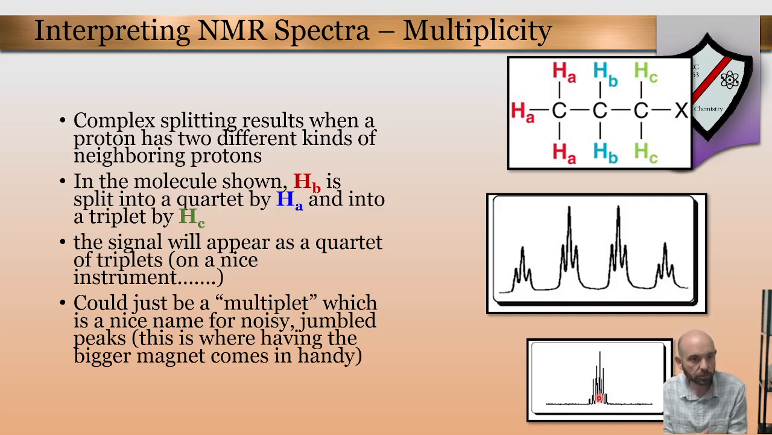This is where having the bigger magnet comes in handy. We get better resolution and nicer peaks when we have more powerful instruments. So we'll either get a nice quartet of triplets, or perhaps a triplet of quartets, depending on the specifics of the molecule, or a multiplet if it's particularly noisy.